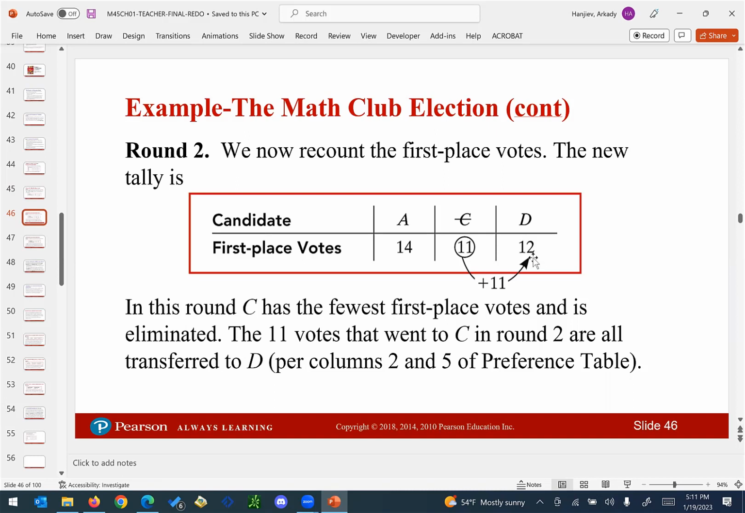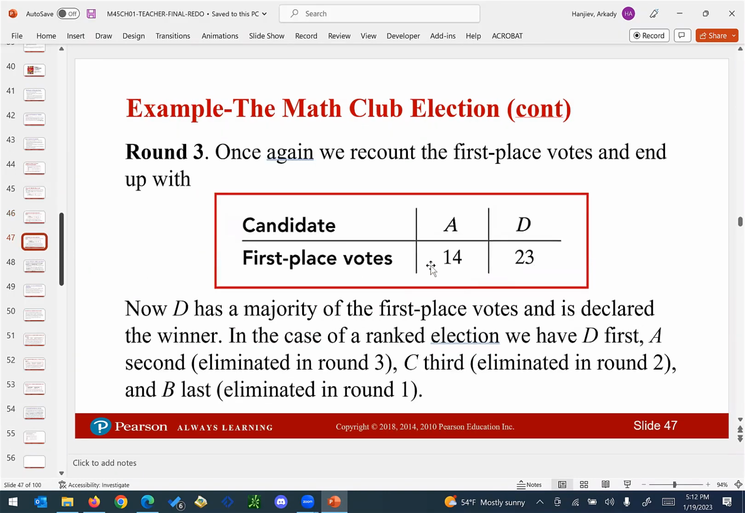So in round two, C has the fewest first place votes. It gets added to D. And now we have this right here. We have 14 and 23. Now D has the majority and is declared the winner. There it is, D, first place. A is second place, C is third place, and B was last.